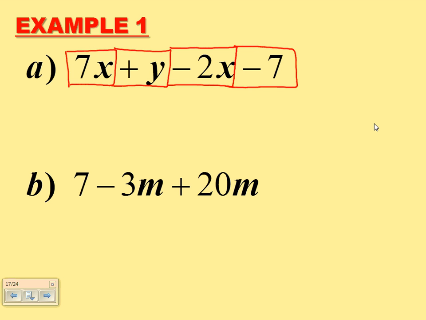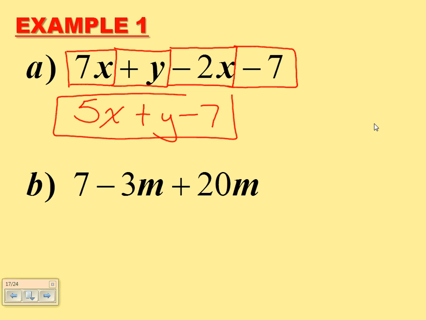Now what you want to do is add or simplify the like terms. So in this case, you have 7x and a minus 2x. What is 7x and minus 2x equal to? The answer to that is simply 5x. Are there any other like terms? No, there are not. So basically, 7x and minus 2x gets you 5x. What's left over is plus y and minus 7. That's your answer. Okay?